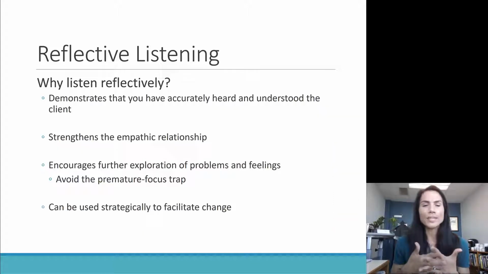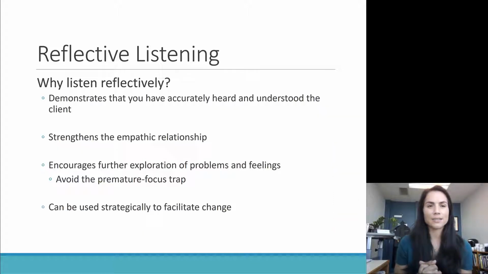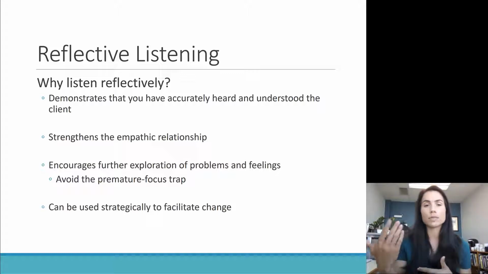So why do we need to do this? Why do we need to listen reflectively? Well, first, it demonstrates that you have accurately heard and understood your client, and that is so key. Second, it helps with that empathetic relationship, which we know is needed in MI. Third, it encourages further explorations of problems and feelings. It can help that communication and that conversation going. And then lastly, it can be used to strategically facilitate change.